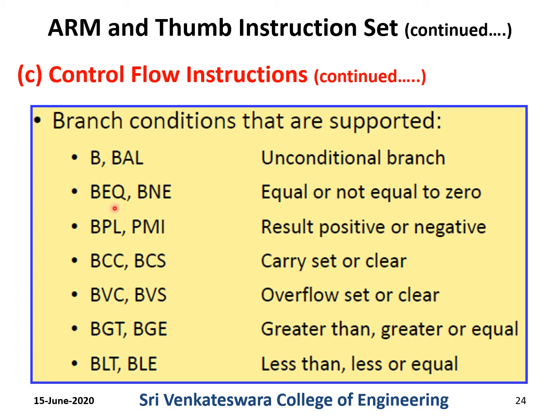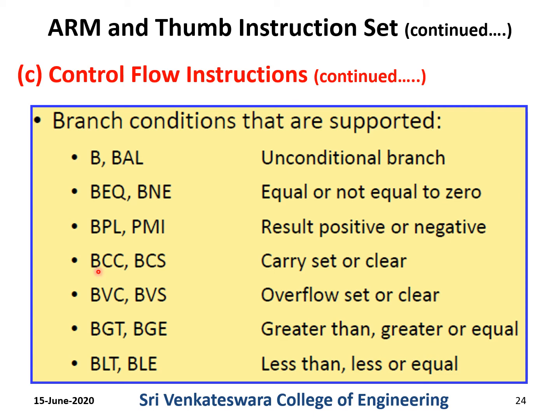BEQ, EQ stands for equal, and BNE stands for branch if not equal. These instructions will check the zero flag. PL stands for plus and MI stands for minus, so branch if plus, branch if minus. Depending upon whether the sign flag is set or reset, these branch instructions are executed and the branch will be taken or not. So this is actually not PMI, it is BMI.